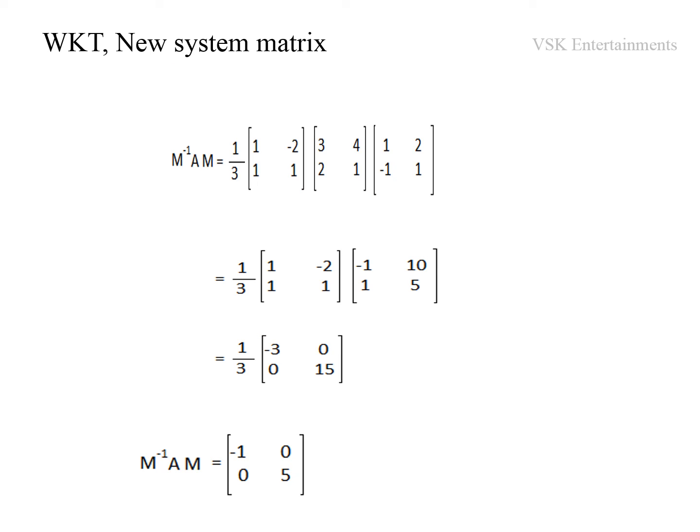We already know the diagonal state matrix, that is M inverse into A into M. Here M is the model matrix, A is the system matrix, and M inverse is the inverse of this model matrix. We already got the model matrix, and from the problem we know the system matrix, and from the model matrix we got the M inverse. Now substitute all these matrices in this equation. Then we are getting this one, that is 1 by 3 into the matrix 1 minus 2 1 1 into the system matrix, that is the matrix 3 4 2 1, into the model matrix, the matrix 1 2 minus 1 1.